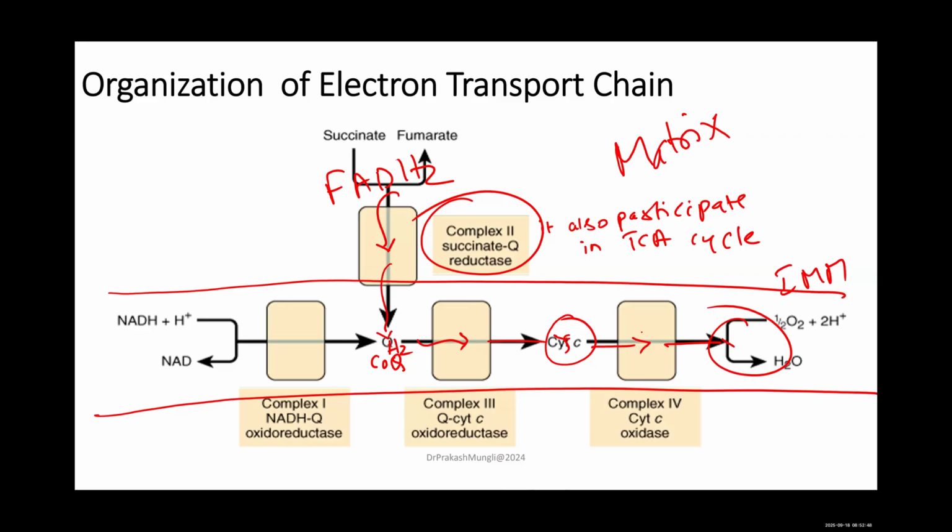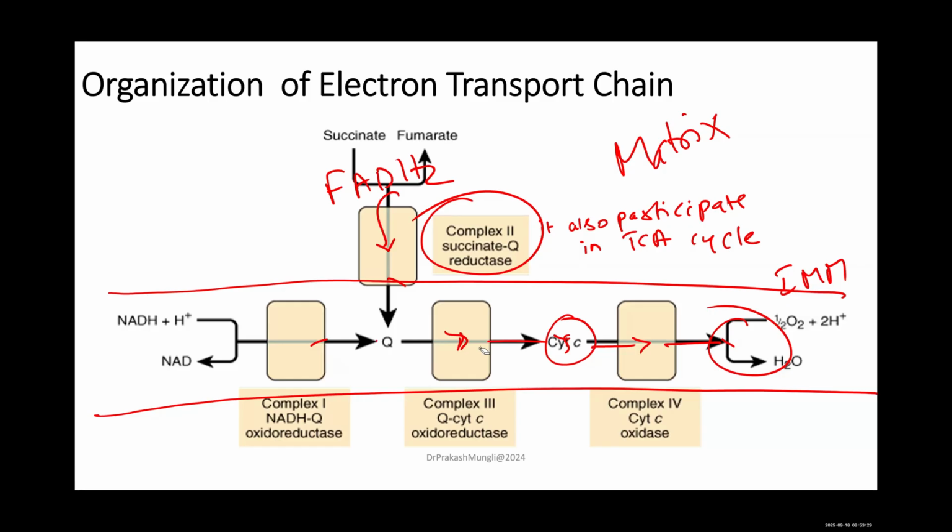Who is going to do that? CoQ. As you see here, CoQ is a mobile complex. Why is it called mobile? Because it can move within that membrane. It will go here, collect, go there and give off. So this CoQ will move back and forth. It will come to complex 1, collect those protons, and then go to complex 3 and give it. In the same way, it will go to complex 2, collect, and give it to complex 3. It moves back and forth like a delivery guy.